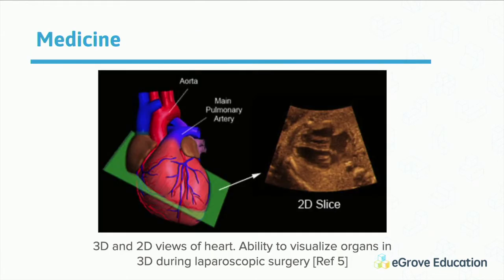In medicine, as I mentioned, you might be looking at a 2D slice of the heart or an ultrasound that shows maybe a baby inside someone's uterus, and you're just trying to figure out how that looks in 3D. So you need to go from 2D to 3D and be able to visualize things very easily.